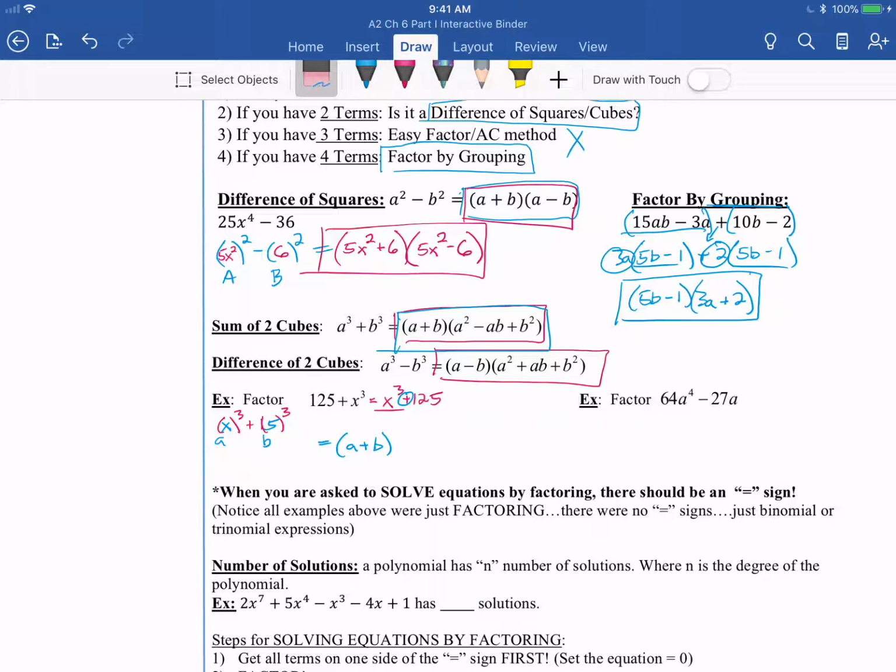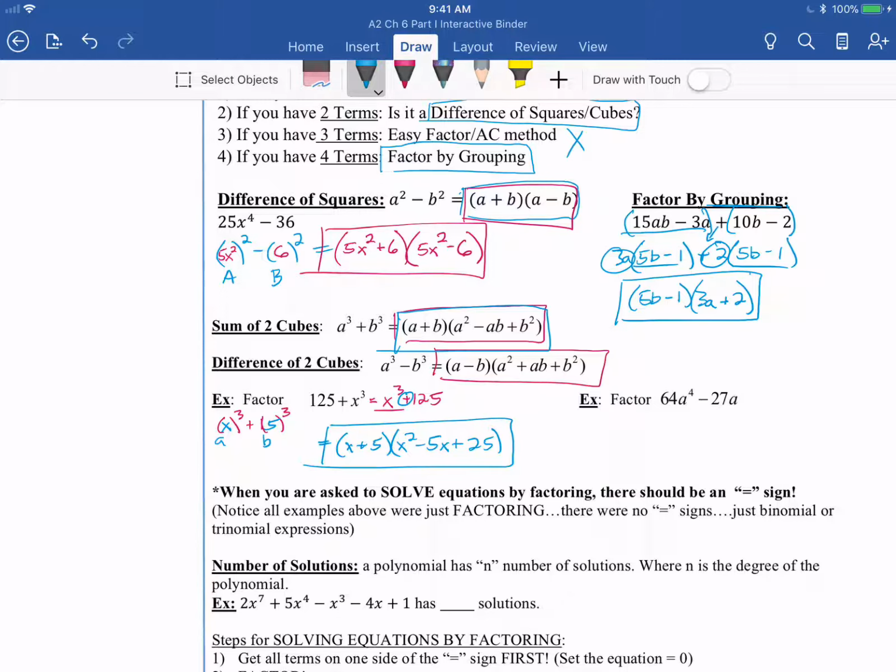Excuse me, I'm not going to write a plus b. I'm going to actually fill these in. So my a is going to be x plus 5. And then in this one, it's going to be my a squared, which is x squared, minus 5x, because that's my a times my b, plus my b squared, which is 25. All right, and that's my final answer right there.